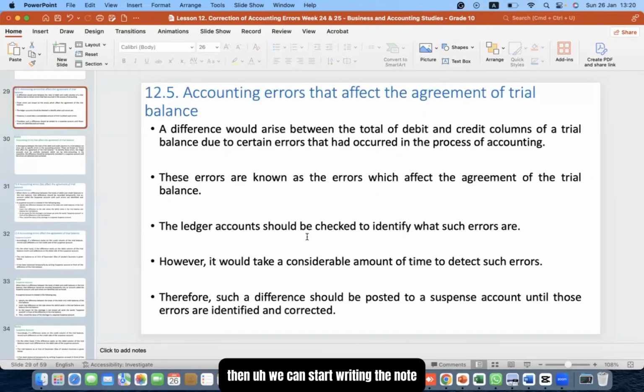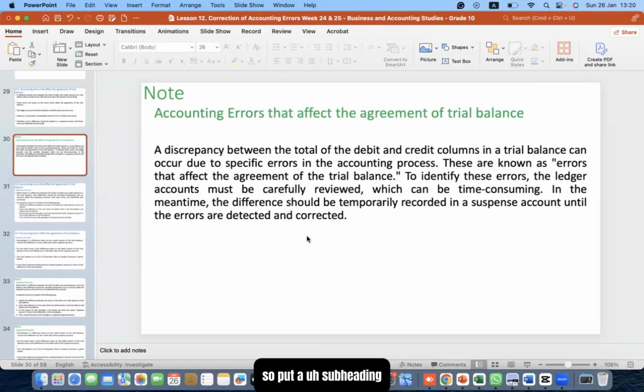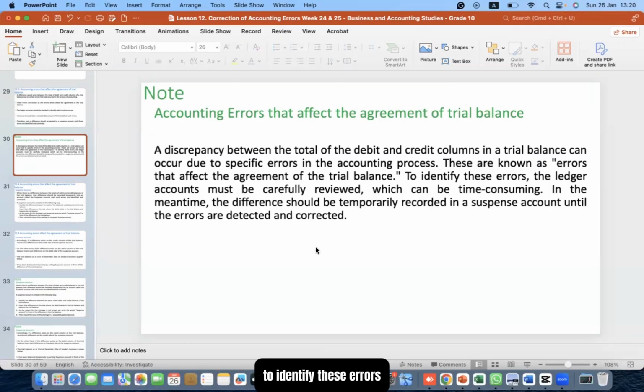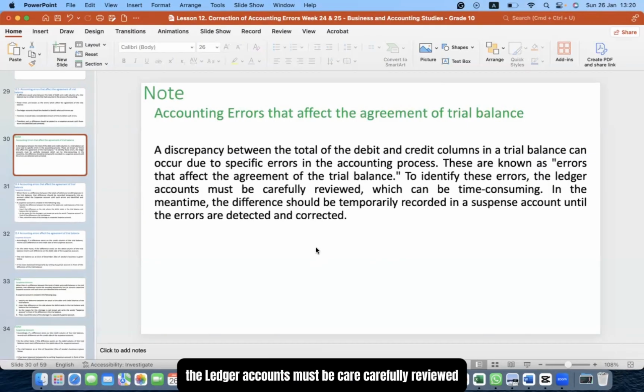We can start writing the note. So put a subheading: accounting errors that affect the agreement of the trial balance. So I will read this out and then you can write it down. A discrepancy between the total of the debit and the credit columns in the trial balance can occur due to specific errors in the accounting process. These are known as the errors that affect the agreement of the trial balance. To identify these errors, the ledger accounts must be carefully reviewed, which can be time consuming. In the meantime, the difference should be temporarily recorded in a suspense account until the errors are detected and corrected.